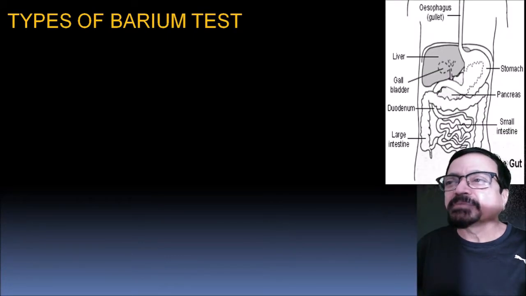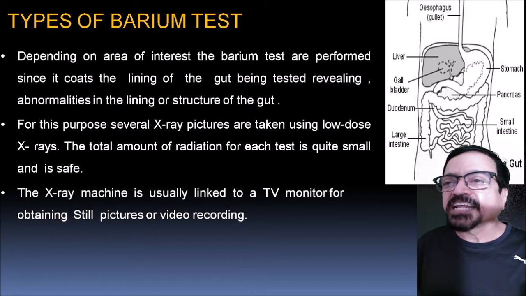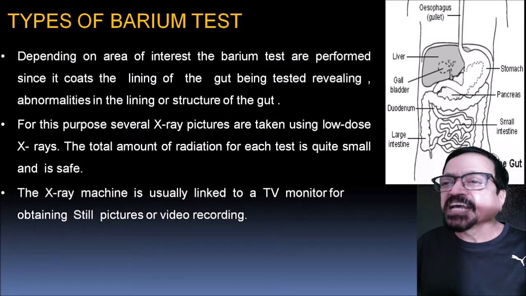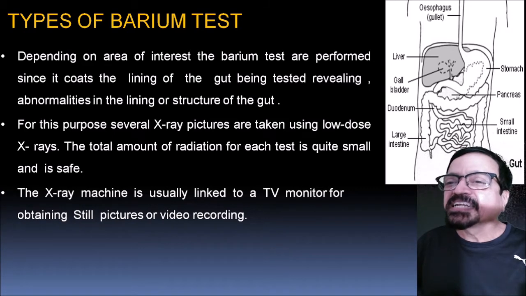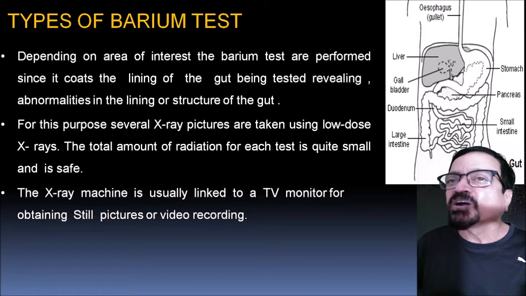Now what are the types of barium tests we are performing? Depending on the area of interest, the barium tests are performed since barium coats the lining of the gut being tested while traveling, and it reveals abnormalities in the lining or the structure of the gut. For this purpose, several X-ray pictures are taken using low dose X-rays. The total amount of radiation for each test is quite small and safe. The X-ray machine is usually linked to a TV monitor for obtaining still pictures or videos of the procedure.